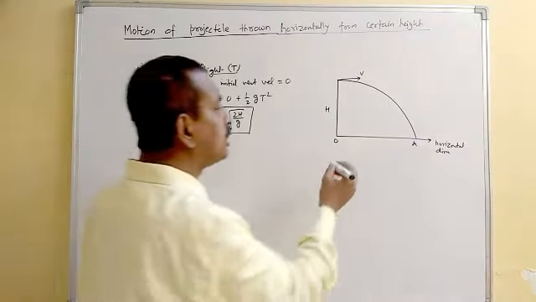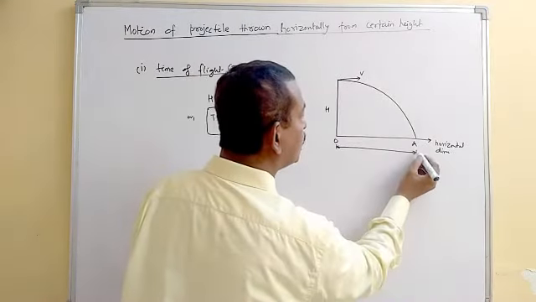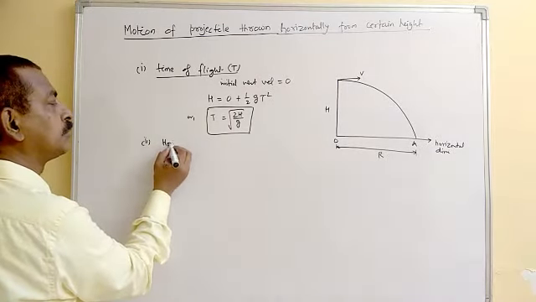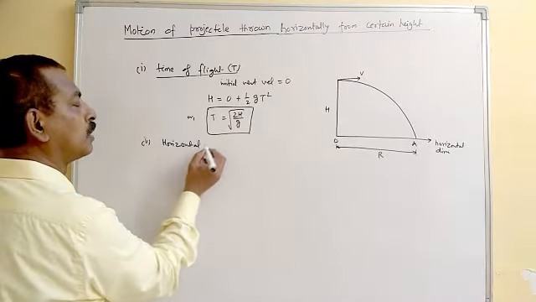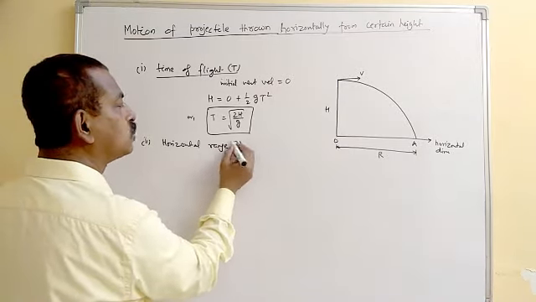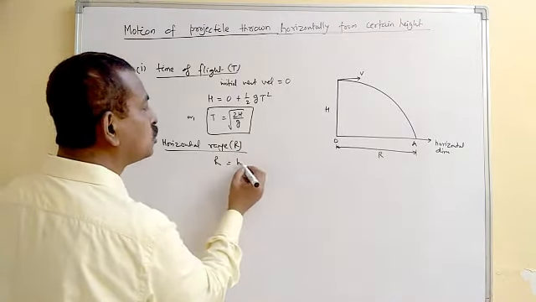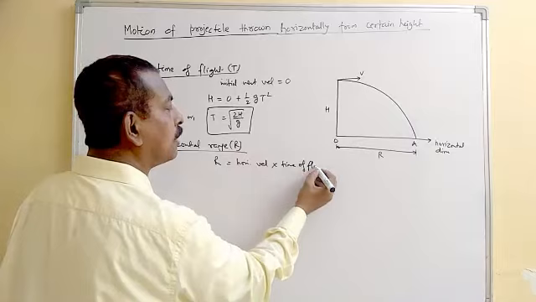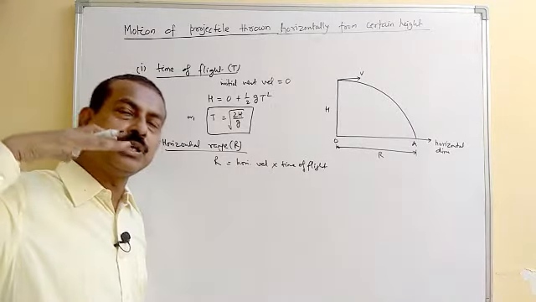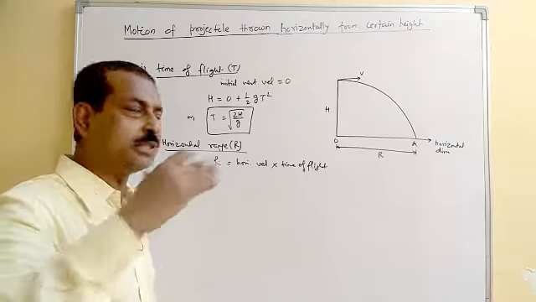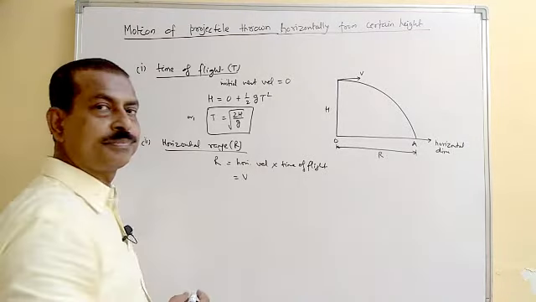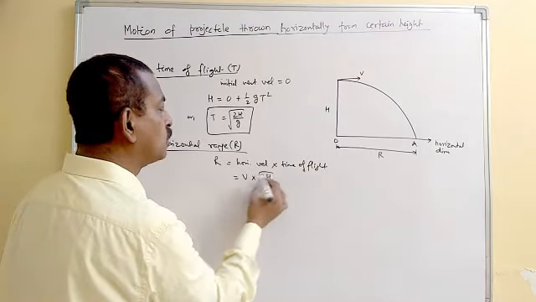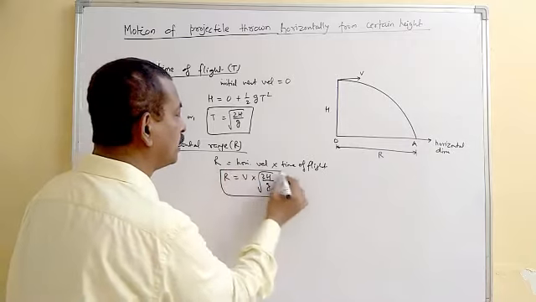If you now consider the horizontal range, this is the horizontal range r. It will be equal to the horizontal velocity multiplied by the time of flight. Now, the body is thrown in the horizontal direction with velocity v, so this velocity will remain v, and this is the time of flight, square root of 2h by g. So this is the expression for the horizontal range.